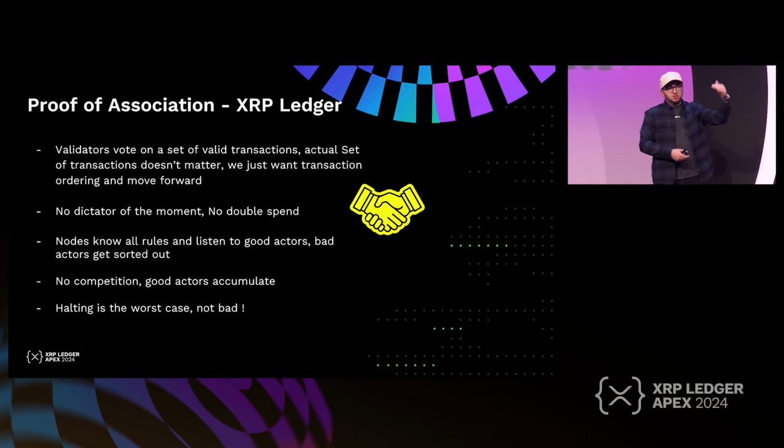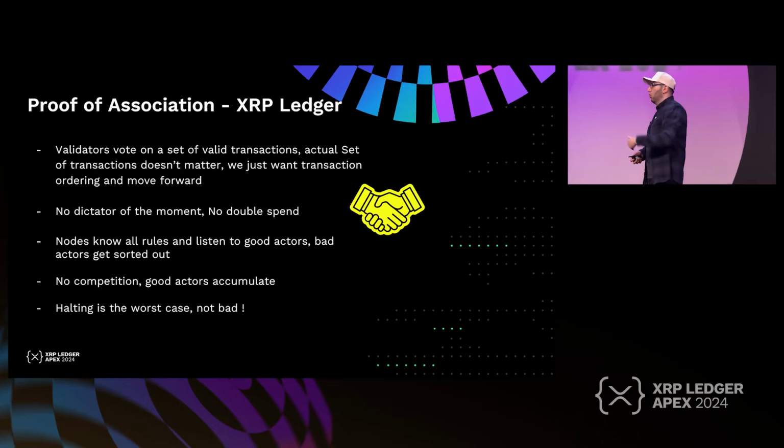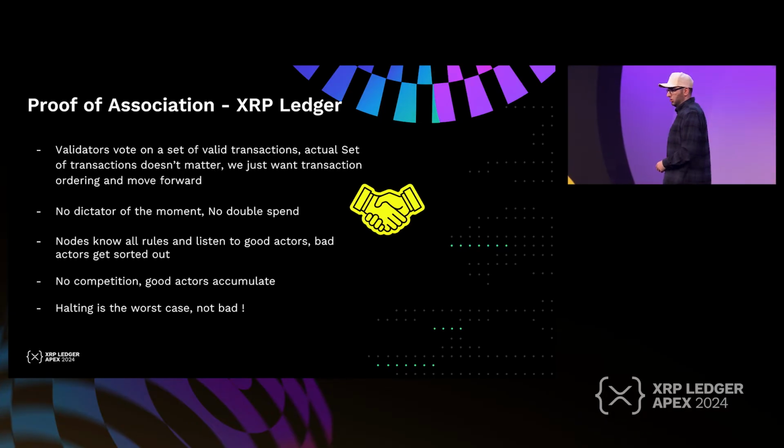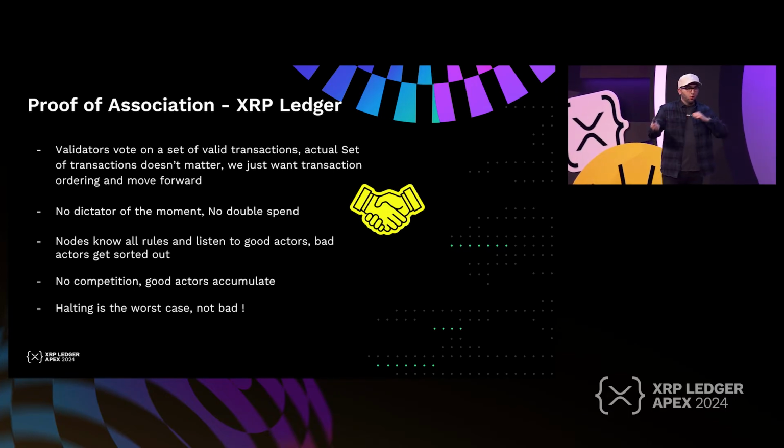So if I have a set of transactions and I order them in a particular way, and you pick some other order of transactions in another way, it's totally fine which way. We can just arbitrarily pick, because we don't care which way we go. The most important part is just that we have an order of transactions. That's all we need, just an order of transactions. Whoever picks that, we really don't care, because there's no competition. There's no dictator of the moment, because we vote on these sets.